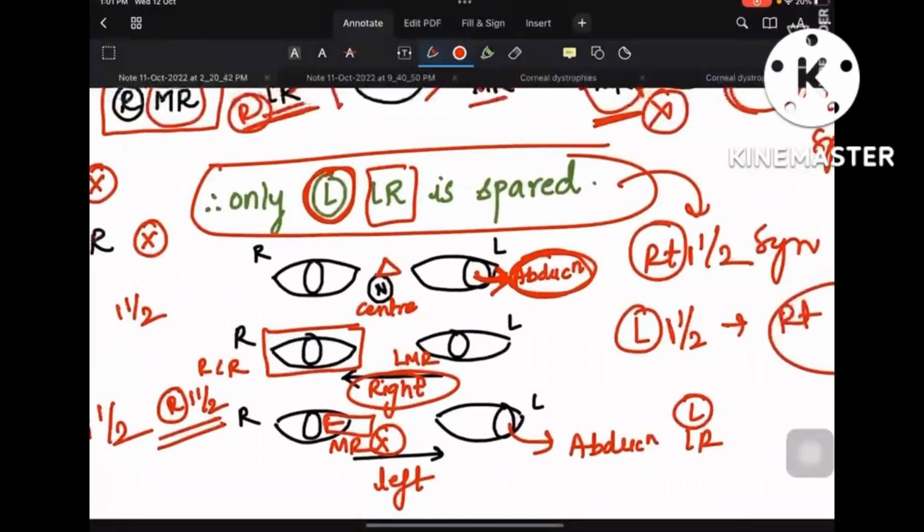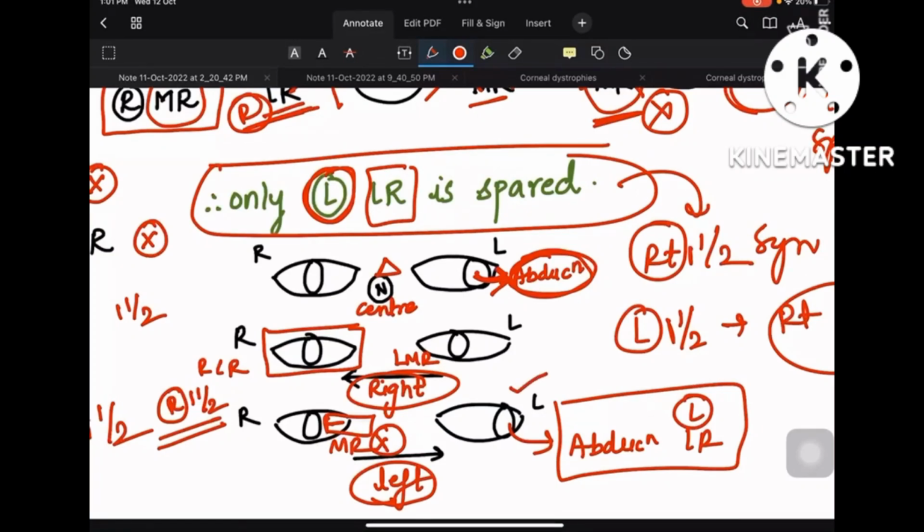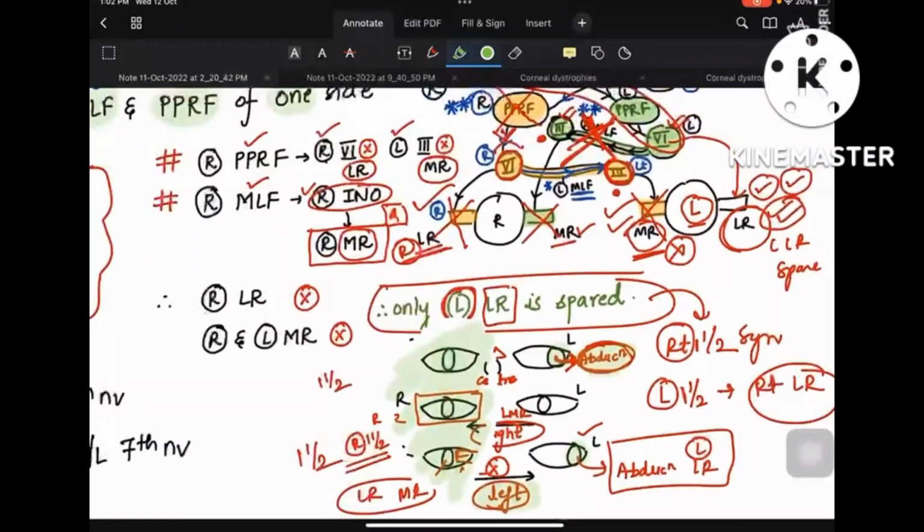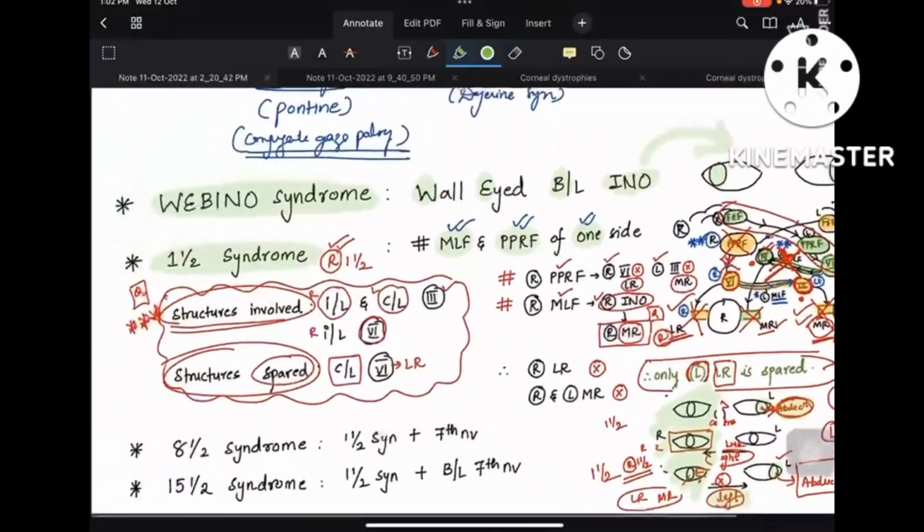When you ask the patient to look towards the left side, since the left LR is normal, the abduction movement occurs, whereas the right eye cannot move at all because both LR and MR are not functioning. So in all the three zones, the right eye will be in the center because nowhere LR and MR is functional, whereas the left eye is in the abducted position normally when they look at the center and when you ask them to look towards the left. So this is how you have to differentiate between 1.5 syndrome and INO.